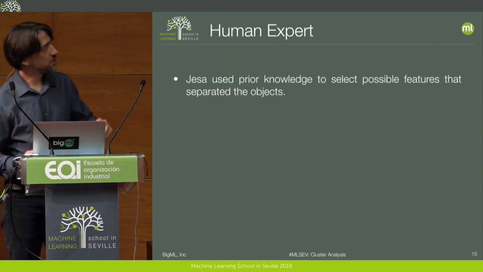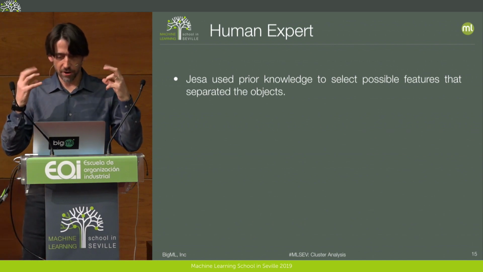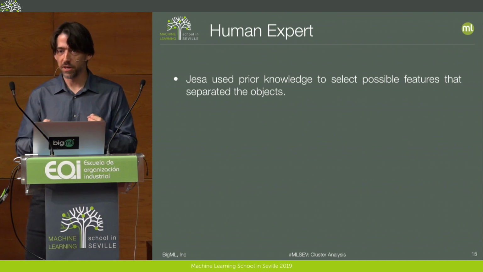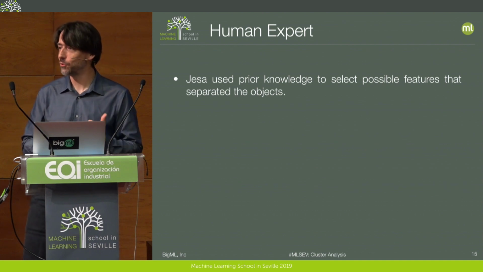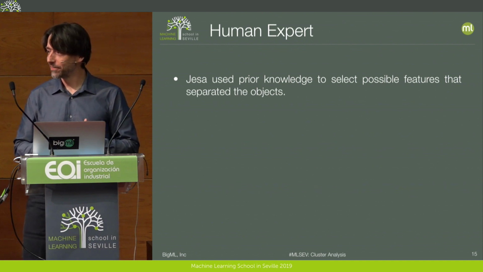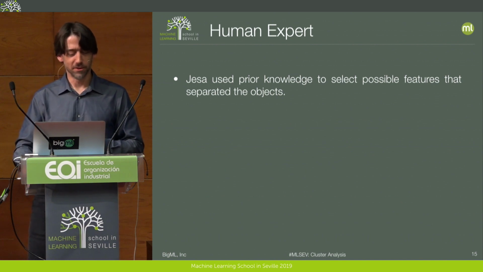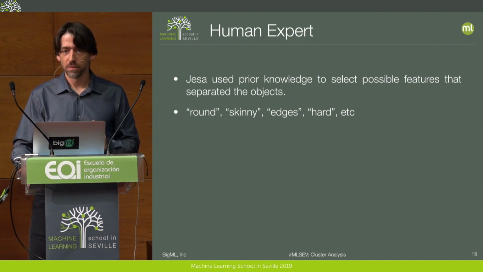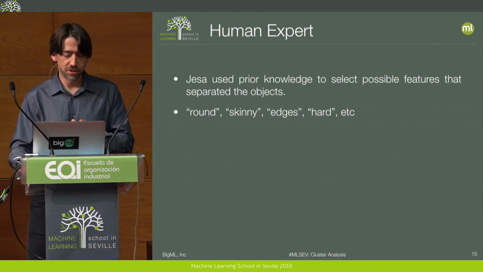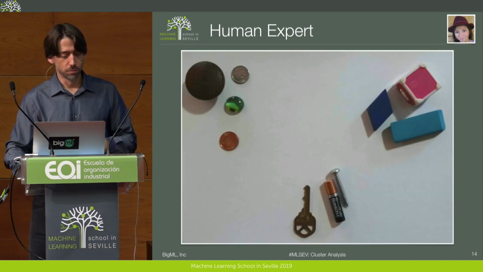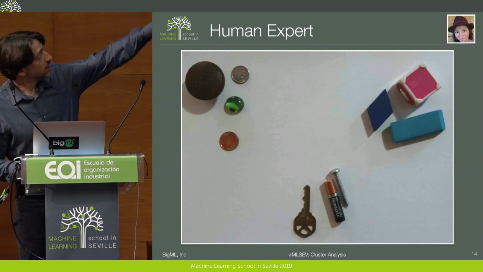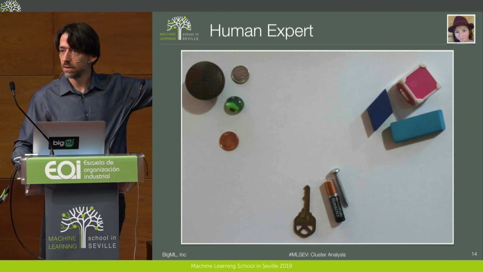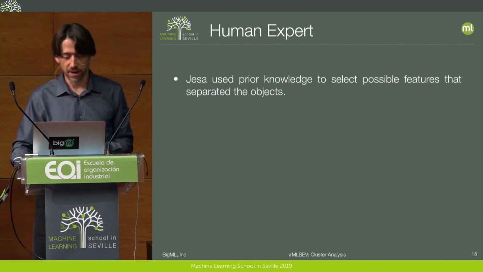And what she did is essentially she used her prior knowledge about the physical objects in the world to select possible features that separated these objects. She didn't say it this way. How cool would that have been, right? That would have been great. I used my prior knowledge. No, she didn't, but that was what she did. And what she described was things that were round or somehow skinny or had edges, and things that were hard. Those are the groups that she made. Round, you know, those ones in the upper right have edges, and those ones down there are all skinny. Okay, those are the properties that she identified.